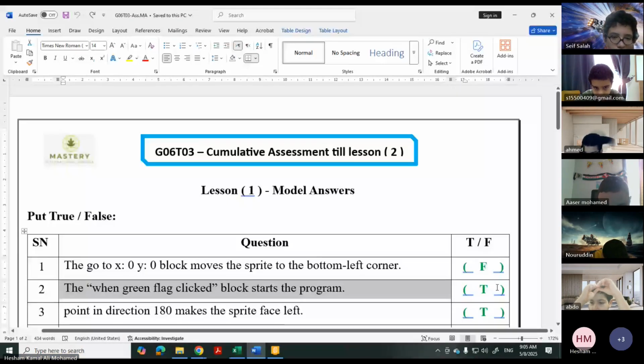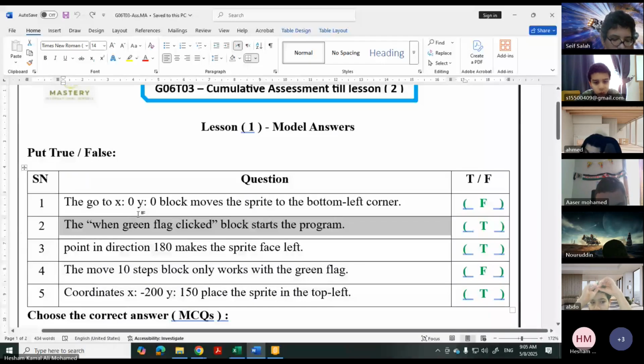Yes, Mr. Go ahead. Read it out loud for us, please.